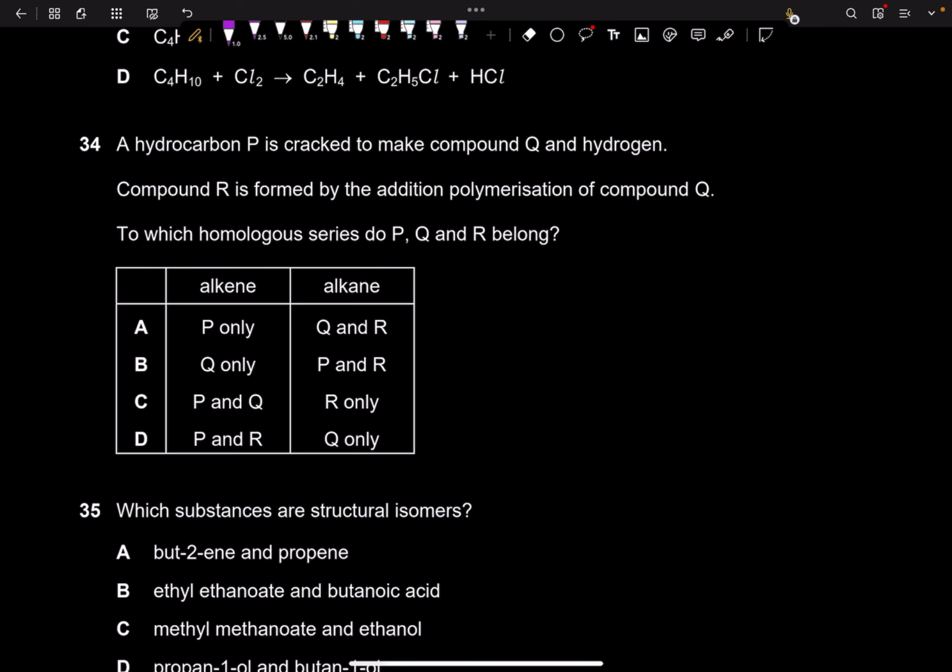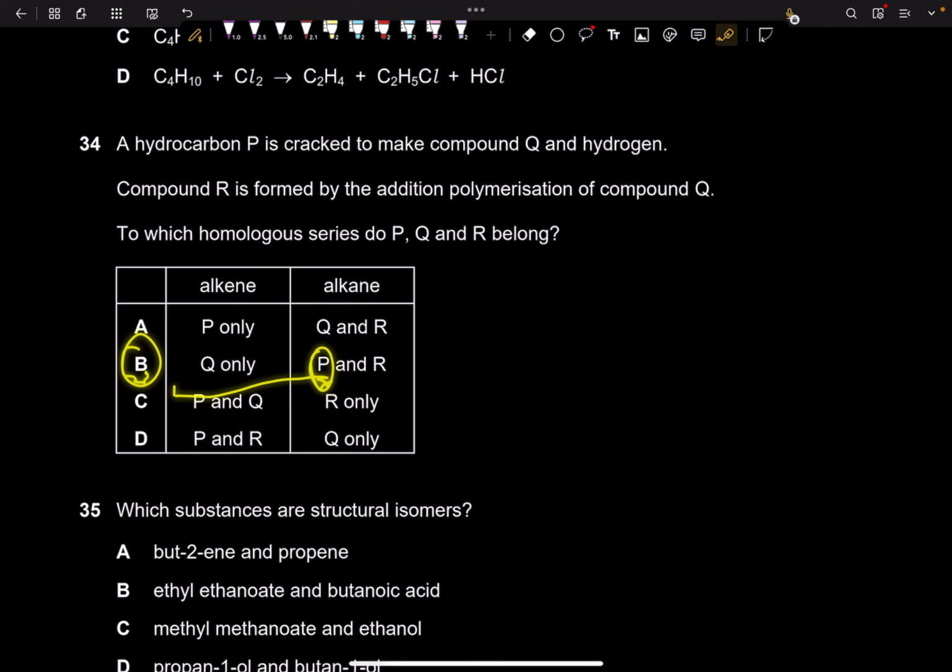Okay. A hydrocarbon P is cracked to make compound Q and hydrogen. Compound R is formed by the addition polymerization of compound Q. Which homologous series do P, Q and R belong to? Compound P is cracked to make compound Q and hydrogen. So P has to be an alkane because you crack alkanes only. So P is an alkane. So obviously, according to this, I guess only option B can be correct because P is not in any other. Okay, let's read further.